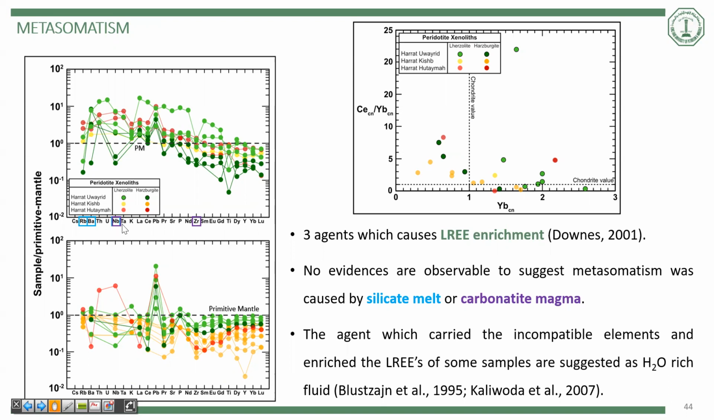Therefore silicate melt, which I colored in blue, is indicated by high abundances of rubidium and barium, but here we see the rubidium and barium are depleted, so that's not silicate melt. And carbonatite magma is characterized by very high depletion of neodymium, zirconium, and hafnium, whereas here it's relatively moderate. That's why we constrain this to metasomatism by H2O-rich fluids, and that is further supported in the study of Blusztajn and Hegner.